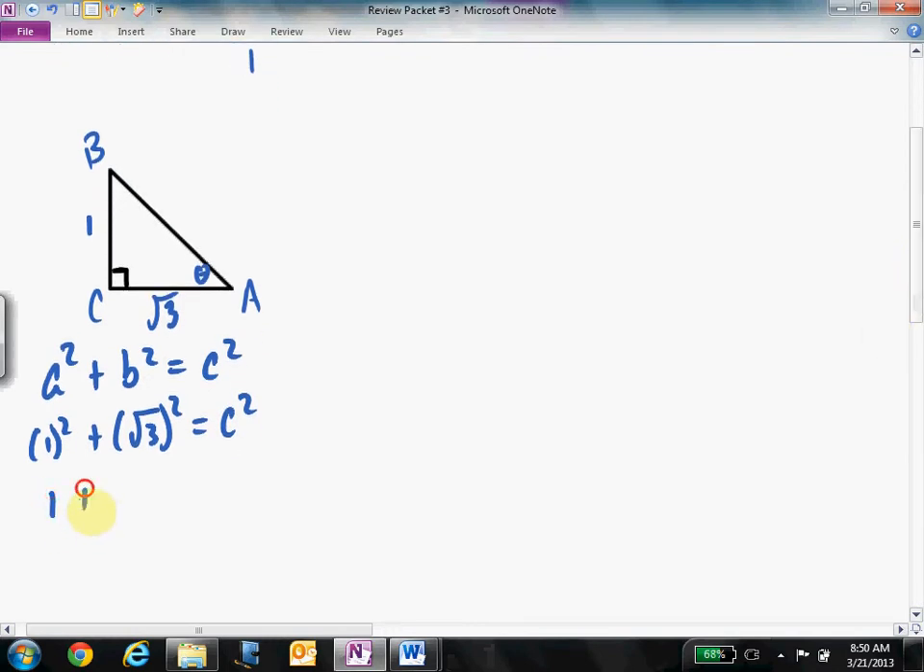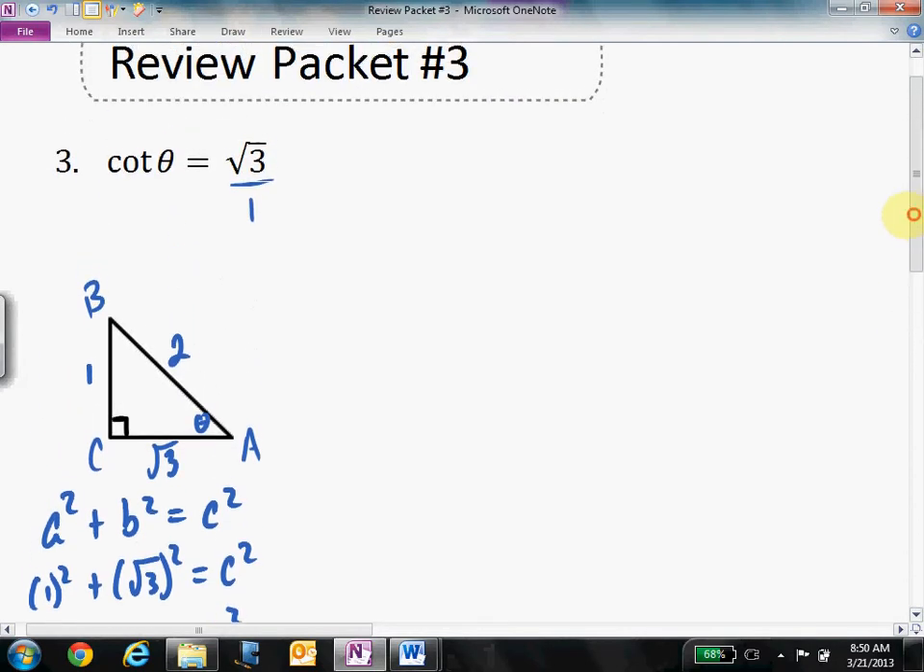1 squared is still 1. The square root of 3 squared is 3, is equal to c squared. So c squared equals 4. Take the square root of both sides. C equals 2. So we can see our hypotenuse here is 2. Once we have that, we can go ahead and build our trig functions using the completed triangle.